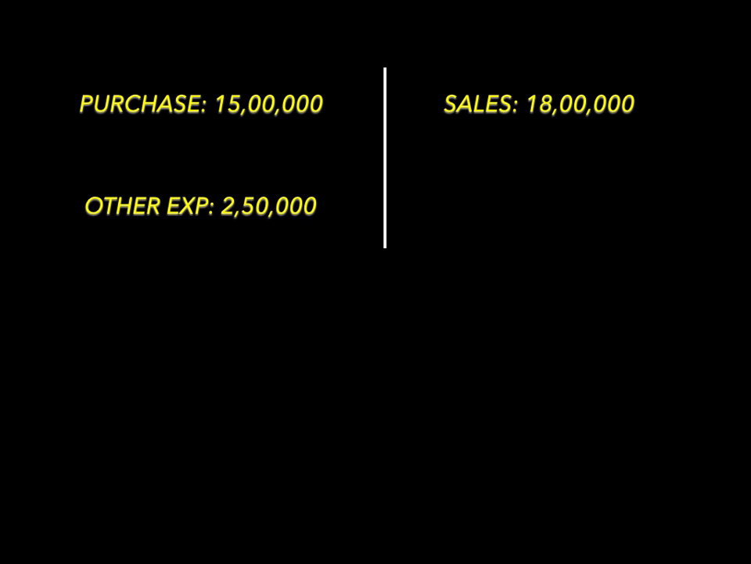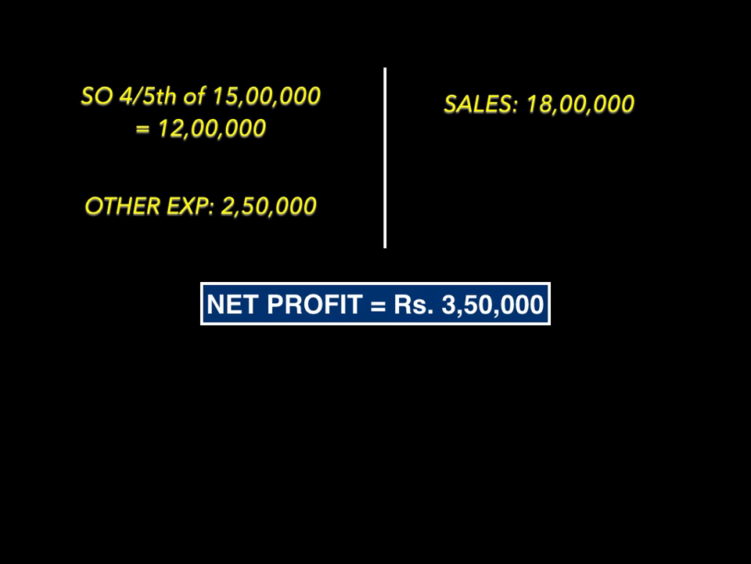Purchases was 15 lakhs, correct? Now we know that to calculate the profit, the expenses are compared to the income. So let's compare the expense with the income. What is the income? Sales. Sales is 18 lakhs. But just now we saw that all the goods were not sold, right? Other expenses were 2,50,000. Now you know that only 4/5 of the goods were sold. So if you calculate 4/5 of 15 lakhs, that comes to 12 lakhs, right? Okay, now just compare that. 18 lakhs minus 12 lakhs minus 2,50,000. What should be the profit? 3,50,000. And what was the profit? 3,50,000. So the company calculated the profit correctly.